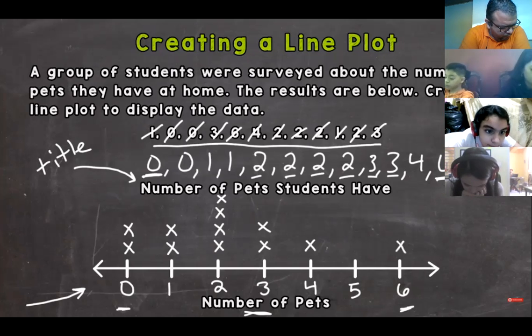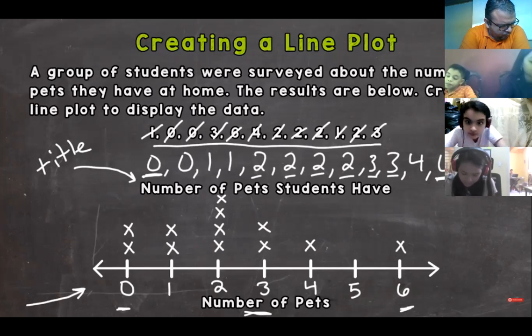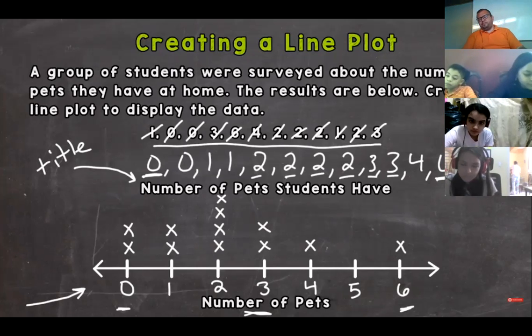Now that line plot includes all of our students and all of the data that we need to include, so we would be done. We have a title, and we also labeled what the numbers mean on the bottom of our number line. So here we would be done with this line plot.